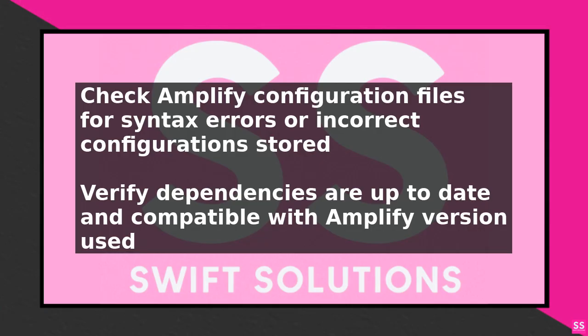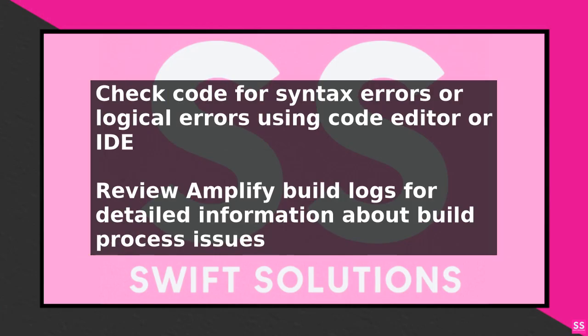If you are still unable to identify the issue, the next step is to check the Amplify build logs. The build logs provide detailed information about the build process and can help you identify the issue. Finally, if none of the above steps help you identify the issue, you can try resetting the Amplify project and rebuilding it from scratch. This can help resolve any configuration issues or dependency issues that may be causing the build failure.